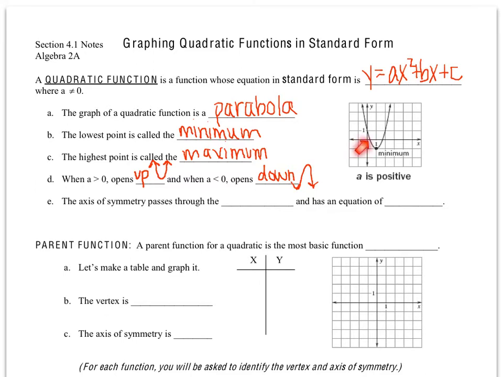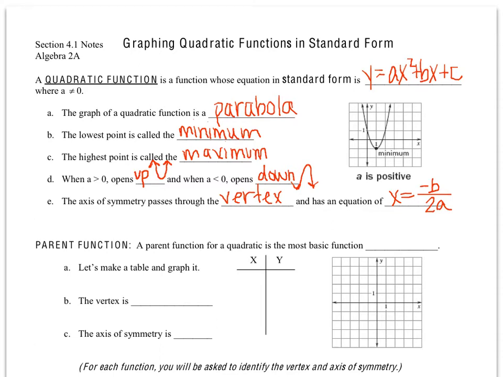Just by looking at this parabola right here, it's got a minimum right here. It opens up, so we know that a in the equation must be positive in order for it to open up like this. The axis of symmetry passes through the vertex and has the equation x equals the opposite of b over 2a. That's our equation for the axis of symmetry.